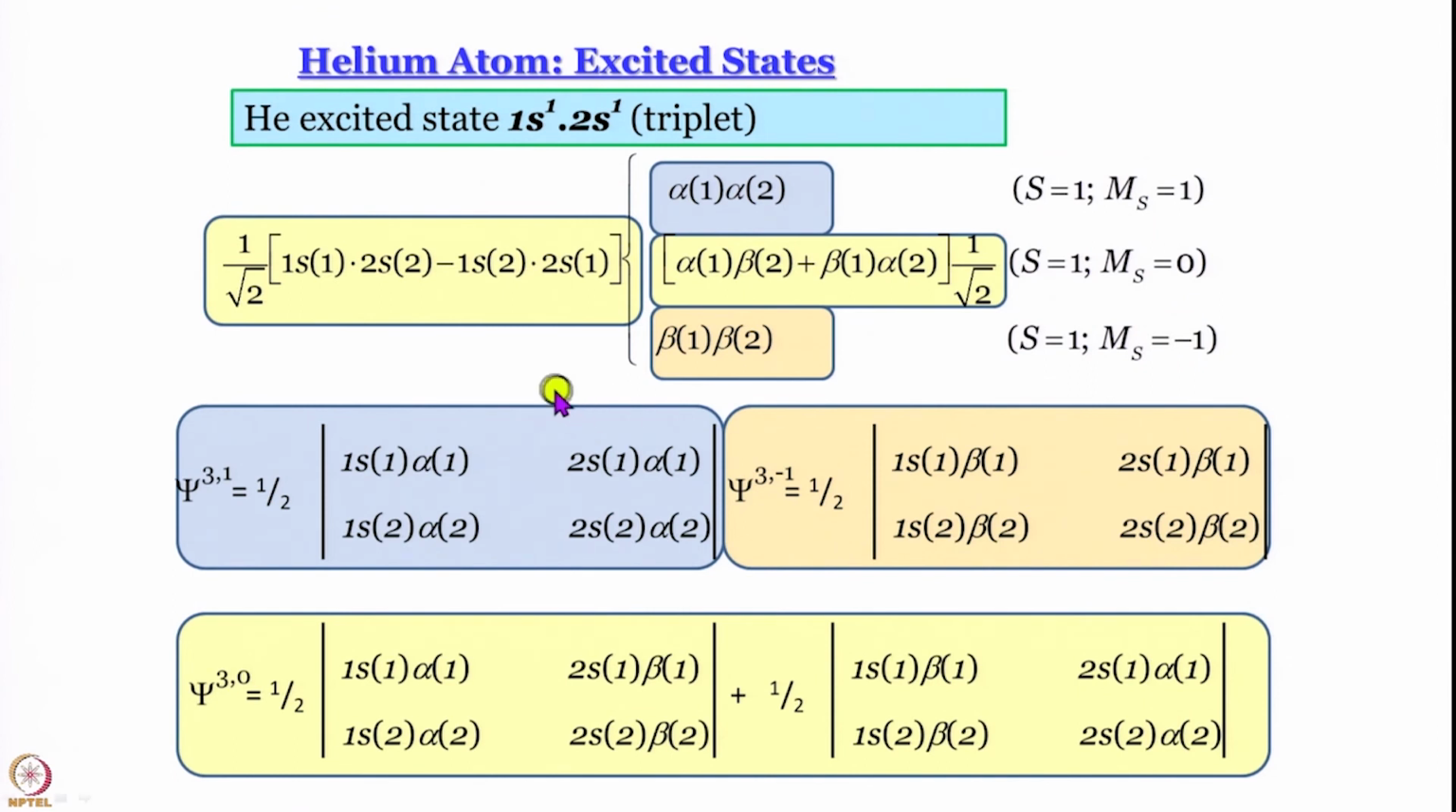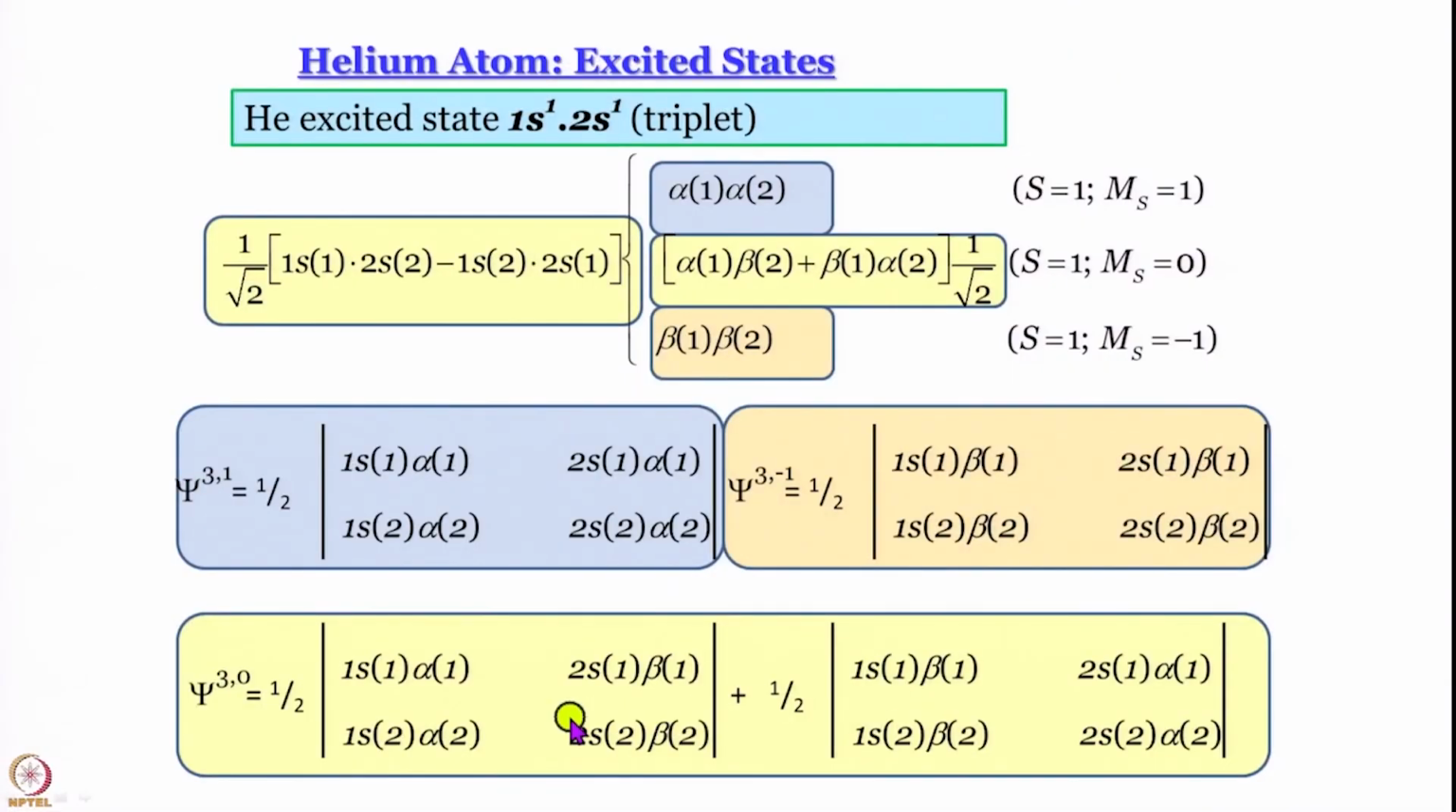I hope you have done it. I hope you had stopped this video and you have done it, and let us see if you have got the right answer. This is the answer: 1s(1) alpha(1) 2s(2) beta(2) minus 1s(2) alpha(2) 2s(1) beta(1), plus half into 1s(1) beta(1) 2s(1) alpha(1) 1s(2) beta(2) 2s(2) alpha(2). Slater determinant, right? When you go from left to right, you keep the label. When you go from top to bottom, you change the label. Okay? So, this is what you get for the triplet state.